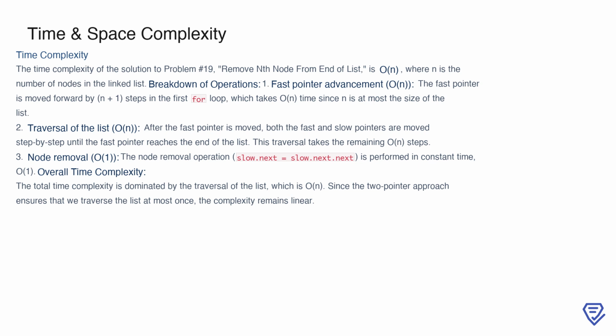Next, both the fast and slow pointers traverse the list together until the fast pointer reaches the end. This step-by-step traversal also takes O(n) time. Finally, the removal of the target node is performed in constant time, O(1), as it only involves reassigning the next pointer. When we combine these operations, the traversal dominates the computation, resulting in an overall time complexity of O(n). The two-pointer approach ensures that the list is traversed only once, maintaining the linear complexity.